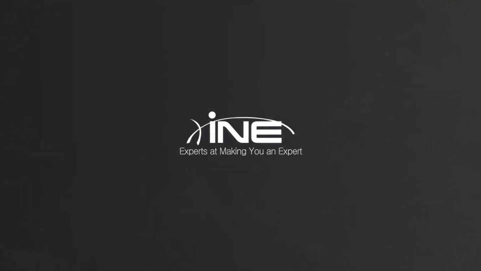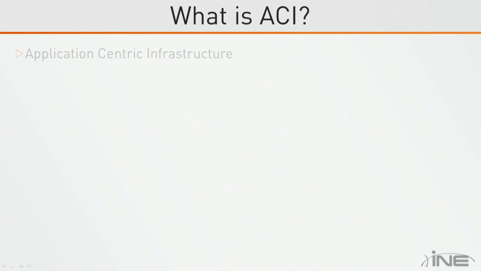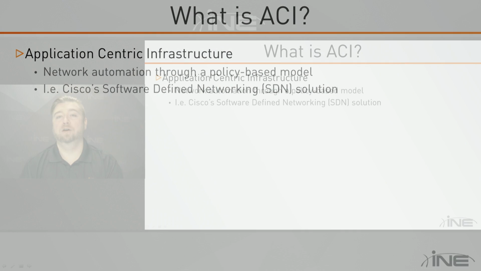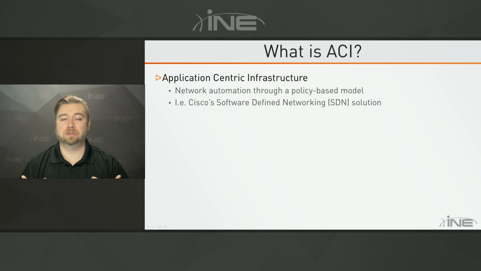Okay, so first and foremost, what is ACI? It stands for Application-Centric Infrastructure. And as the buzzword goes, for everything nowadays, it's software-defined networking. So it's Cisco's main solution for SDN.